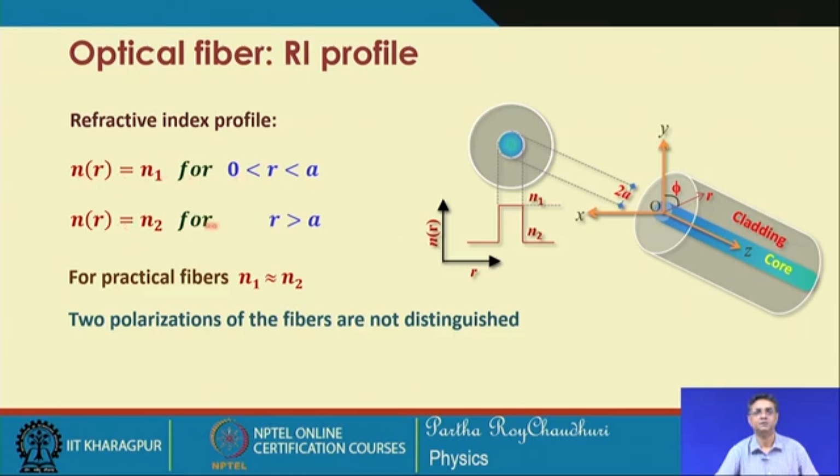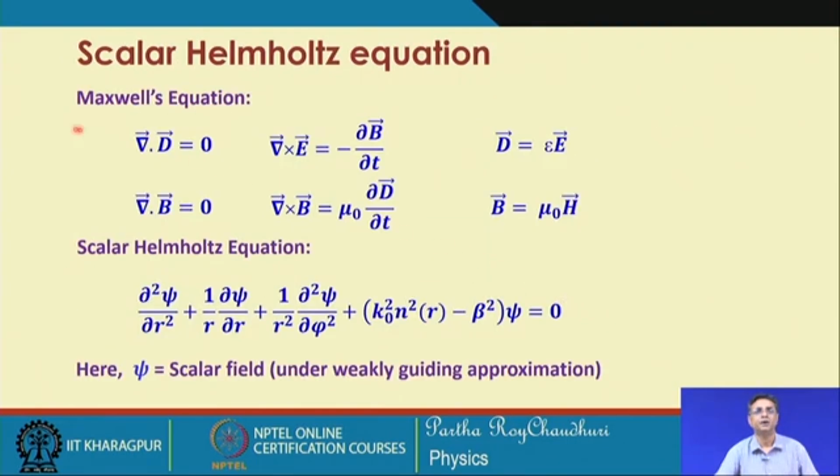We have seen this kind of structure. This n of r is equal to n 1 for the core, that is r less than a, and for the cladding, r greater than a, this is n 2. For practical fibers, this difference is very small but finite, and that is for the weakly guiding fibers. And because of the circular symmetry, the two polarizations of the fibers are not distinguishable.